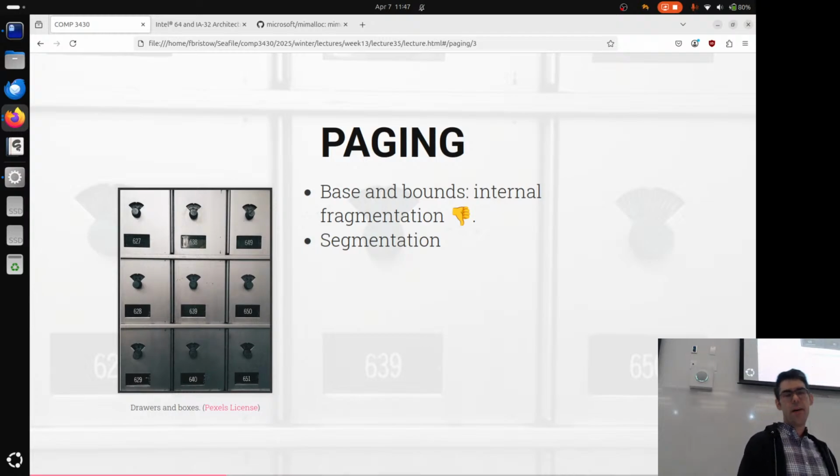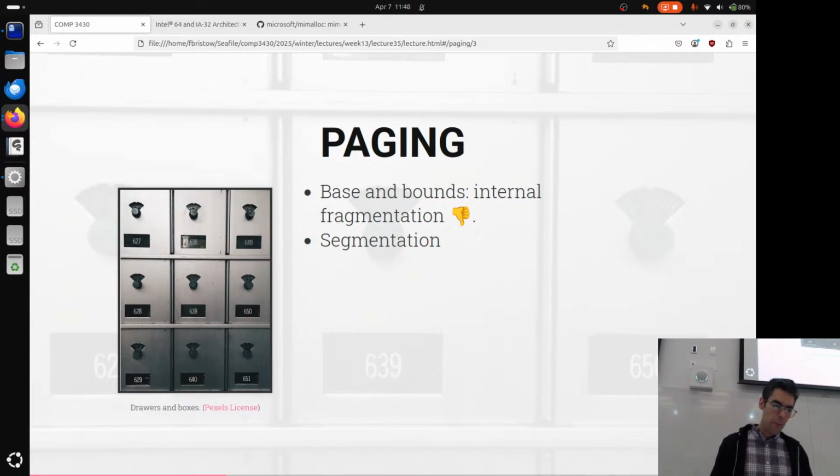Our process now has access to 64 bits or n bits, whatever kind of architecture you're using, for its entire address space, but if my stack is only 15 kilobytes in size, I'm only going to allocate 15 kilobytes of physical memory for that segment. I'm not going to put that entire thing into memory.